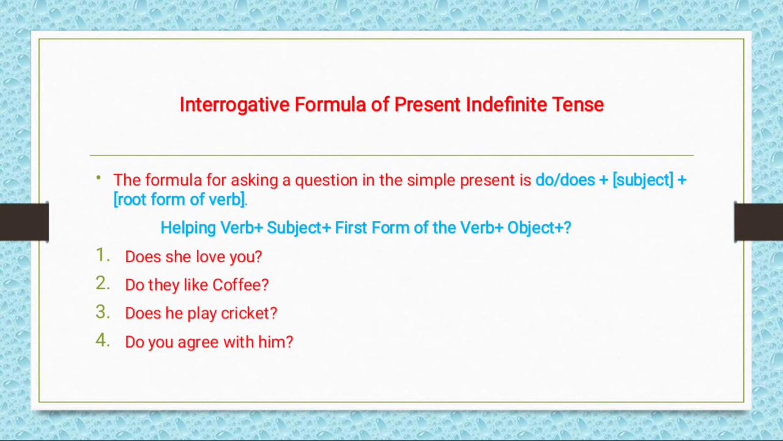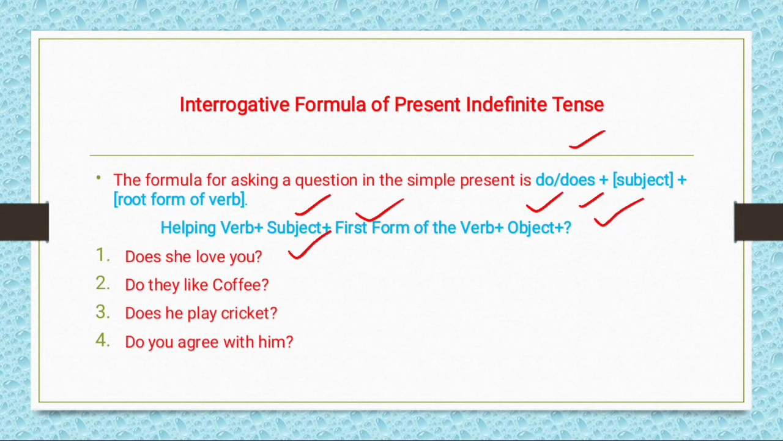Interrogative formula of present indefinite tense. The formula for asking a question in the simple present tense is do or does. In the interrogative formula, we use do and does at the start, which means we use the helping verb at the start. A simple formula is: helping verb plus subject plus first form of the verb plus object plus question mark. It's important that you use a question mark at the end. Then it becomes interrogative.